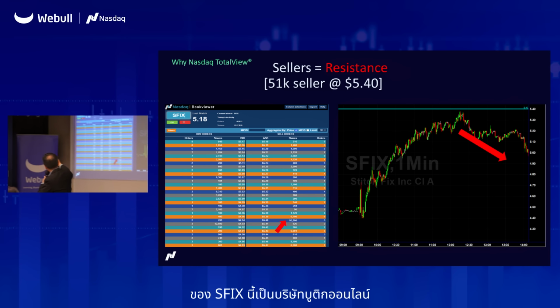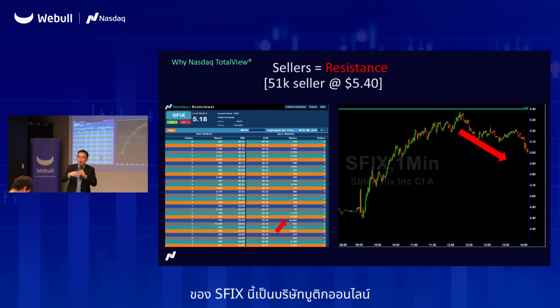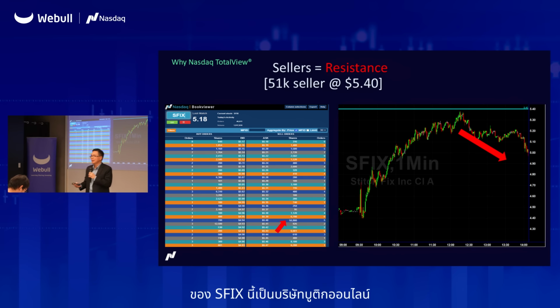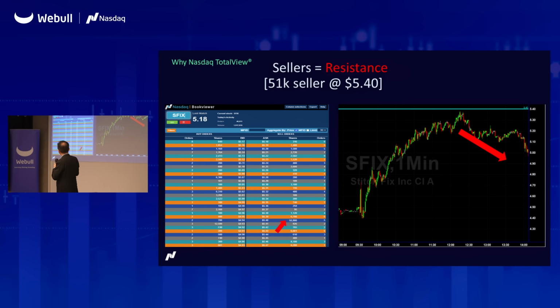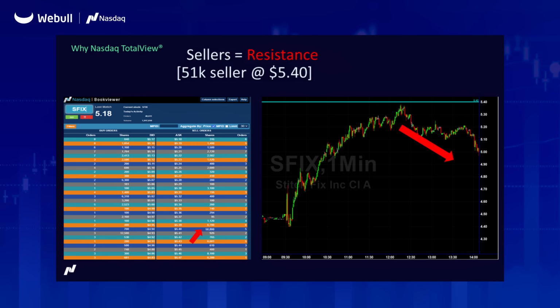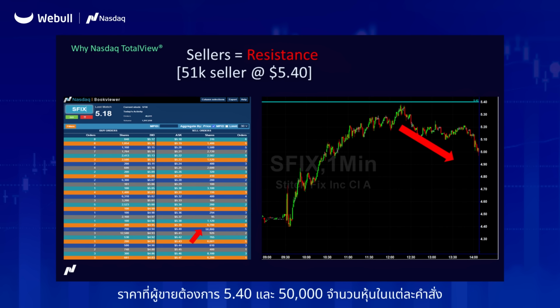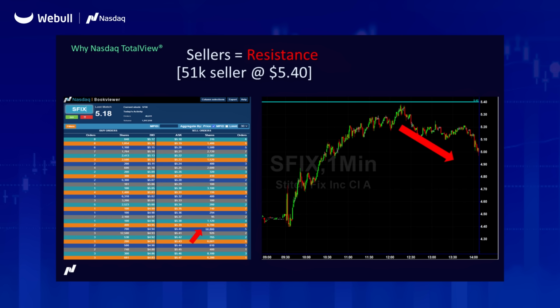This is a ticker of SFIX. It is an online boutique company that sells clothes and shoes online. There is a resistance level forming. Forming at which price? 540, 50,000 shares, 5 orders. Right? At 540. So you hold this stock, it's in your portfolio.